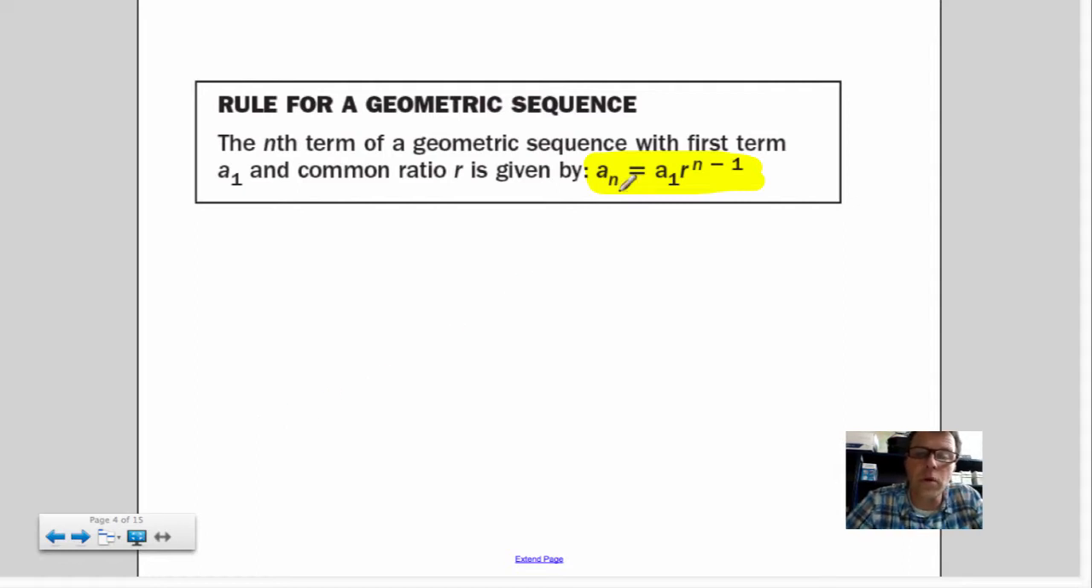So we have a rule for the nth term of a geometric sequence, right? We already have a rule for the nth term of an arithmetic sequence, but now we've got a geometric one. So there's our first term in the rule, a sub 1. R is our ratio, our multiplier, right? Our first example is -4. And then R is raised to the n minus 1.